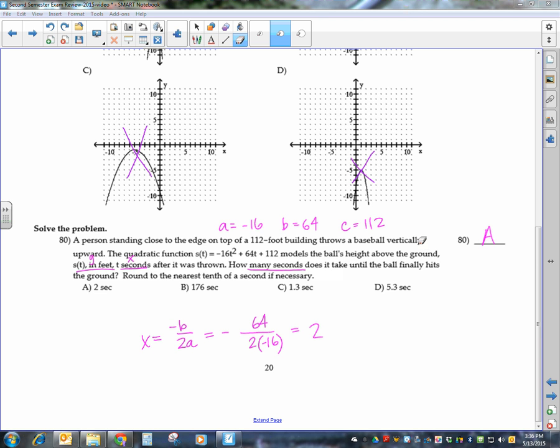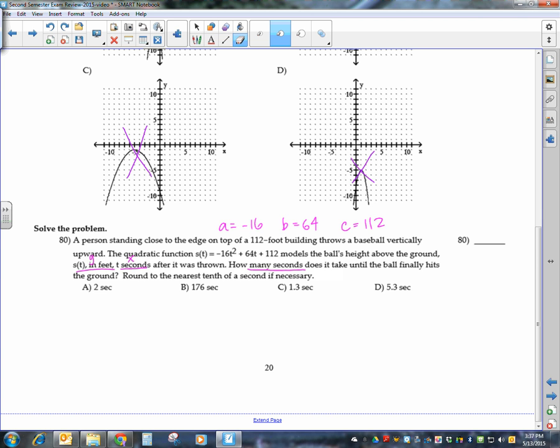Okay, so I'm going to erase the answer. A, B, and C stay the same. They are asking for seconds, but they did not ask for the seconds of the maximum height, which is what happens at the vertex. They're asking for the time when the ball finally hits the ground.